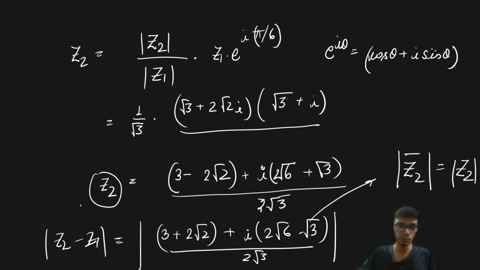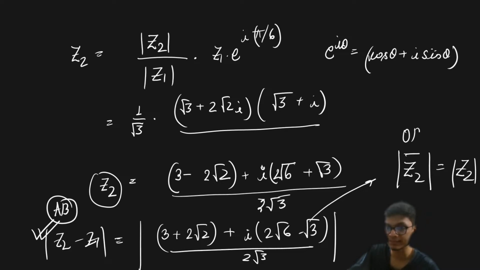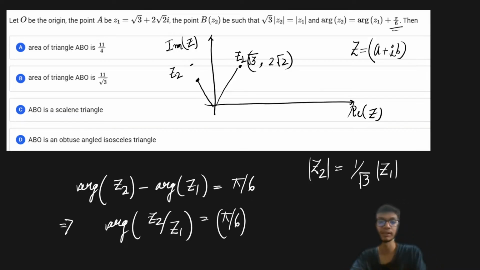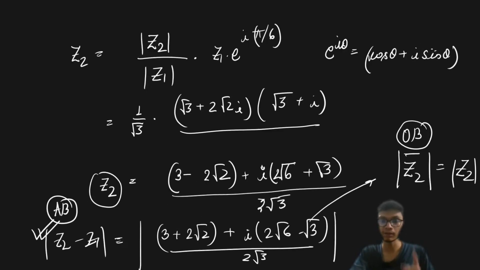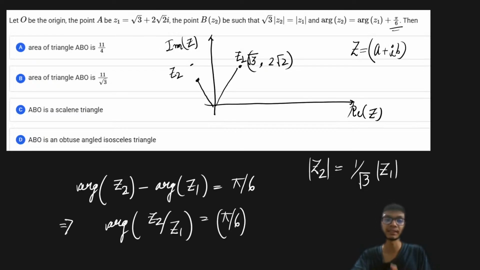So what you can see is that the difference, that is the AB distance, is equal to the OB distance, right? Whenever two sides of a triangle are equal, it is an isosceles triangle. So that is what we can comment on the question, that it is basically an isosceles triangle, right? And one of the angles is pi by 6. So the other angle can also be pi by 6, because two angles in an isosceles triangle are equal. Then the third angle I will have as 2 pi by 3, right? That basically implies that it is an obtuse angled isosceles triangle. From this you will easily get the answer as option D, which is the correct answer for this question.